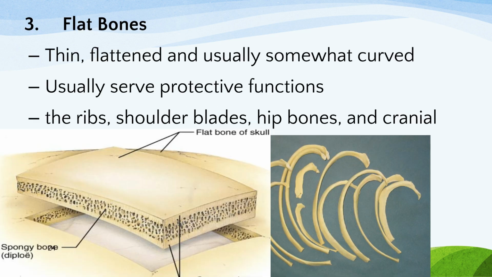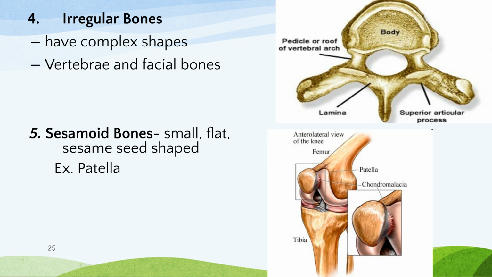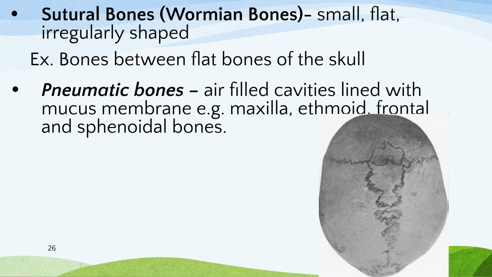Third, flat bones are thin, flattened, and usually somewhat curved. These usually serve protective functions, and examples include the ribs, shoulder blades, hip bones, cranial bones, and the sternum. Fourth, irregular bones have complex shapes, such as the vertebrae and facial bones. Fifth, sesamoid bones are small, flat, and sesame seed-shaped, with the patella being a prime example. Additionally, we have sutural bones, also known as wormian bones, which are small, flat, irregularly shaped bones found between the flat bones of the skull. Finally, pneumatic bones contain air-filled cavities lined with mucous membrane, such as the maxilla, ethmoid, frontal, and sphenoidal bones.